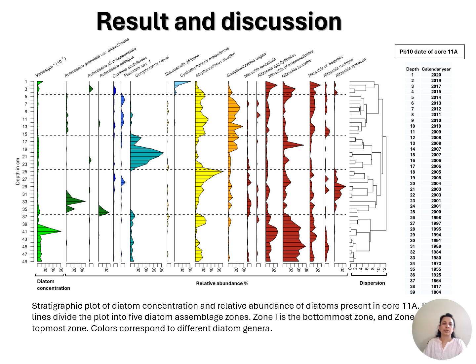and there was an interval from 25 centimeter to around 15 centimeter, which is from 2000 to 2007 CE. There was an increase in Gomphonema clavatum, indicating increase in periphytic habitat, increase in lake level, and increase in surface runoff into the lake, which transported Gomphonema clavatum from the littoral region to the pelagic region.